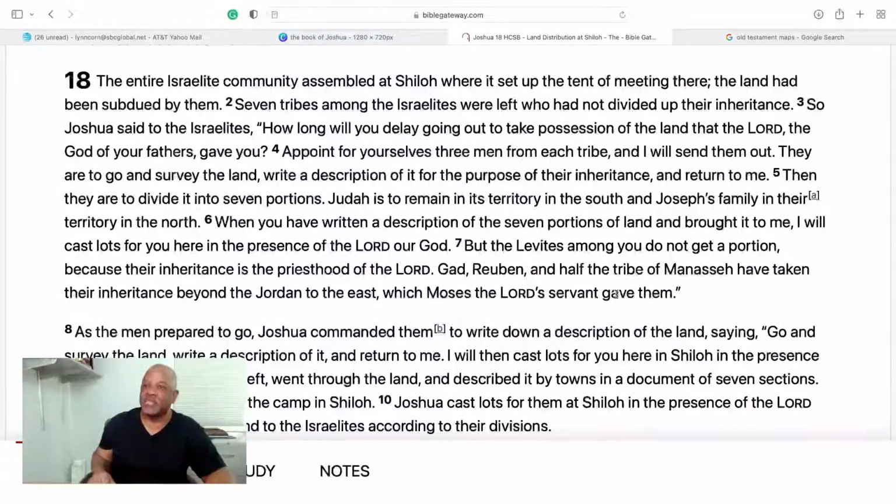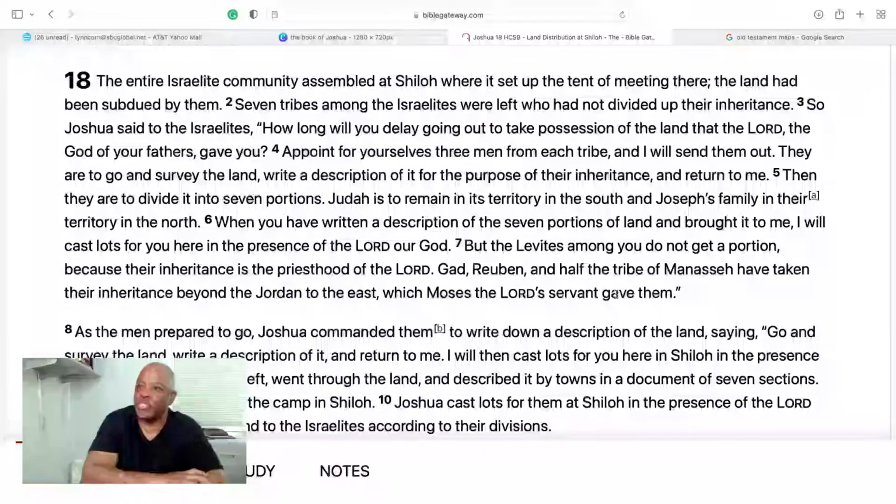So Joshua said to the Israelites, "How long will you delay going out to take possession of the land that the Lord, the God of your fathers, has given you? Appoint three men from each tribe, and I will send them out. They will go out and survey the land, write down a description of it for the purpose of the inheritance, and return to me. Then they are to divide it into seven portions.